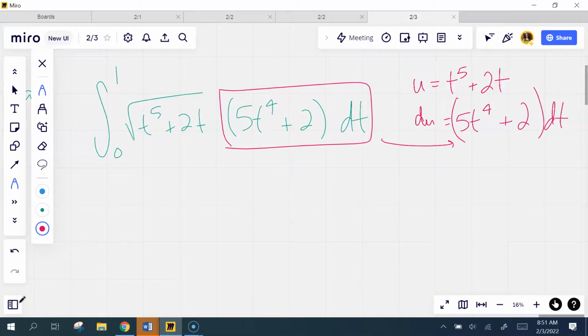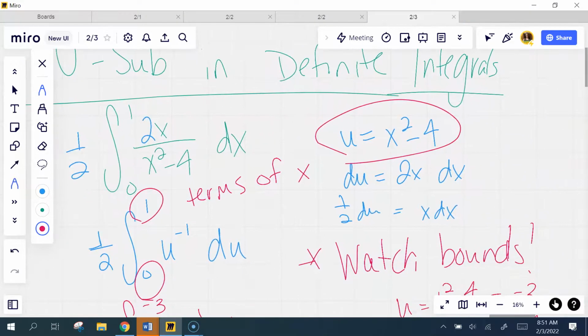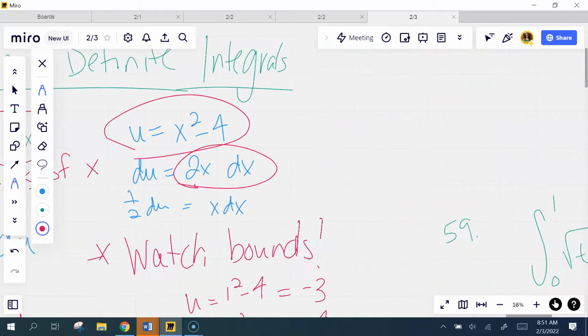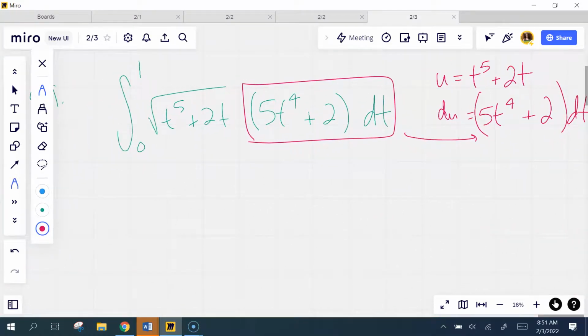The reason we couldn't do that earlier is because if you go back and look at this one, I didn't have the entire du in there. Du was 2x dx, but I had x dx. So I had to make it look like that. To make it look like that, I had to give it a 2. But you can't just throw a 2 in there all willy-nilly because you have to keep it the same. Does that make sense?